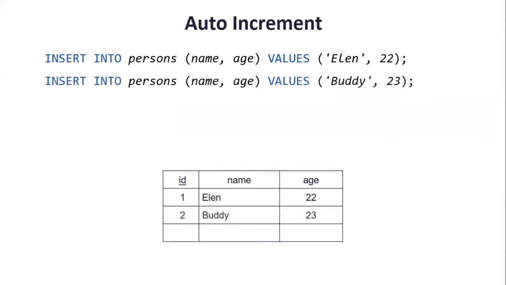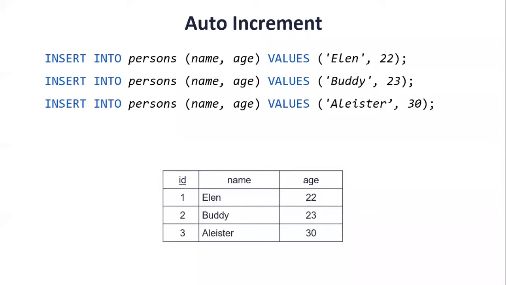And we execute another insert query. Again, we are providing two values, the name and age, 23. That means another record will be inserted here, and again the value for the ID column will be automatically generated. That will be number 2, and the next time it will be number 3. So that is what we mean by an auto increment column: the value is automatically generated incrementally.